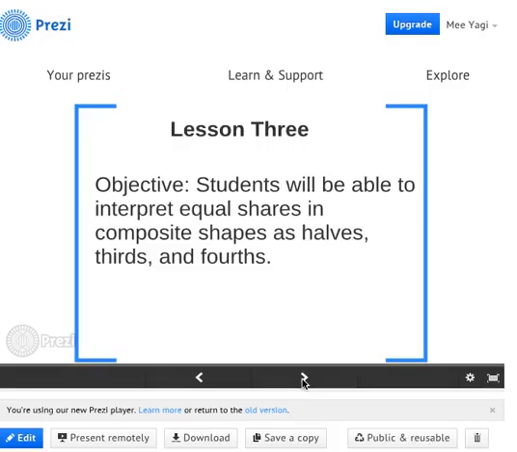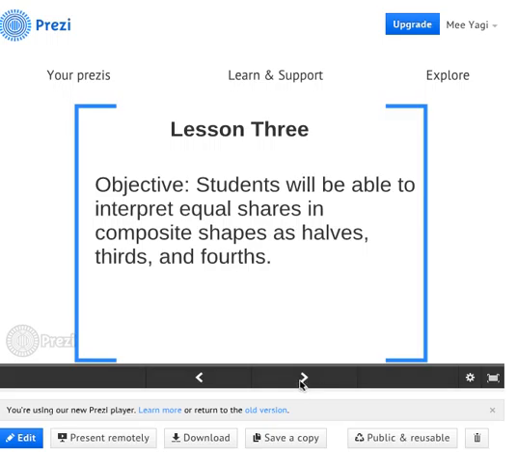Alright, boys and girls, we are doing a great job understanding shapes and their different attributes. In today's lesson, we will learn how to divide and talk about shapes when split into equal parts. Our objective, students, is that students will be able to interpret equal shares in composite shapes as halves, thirds, and fourths.